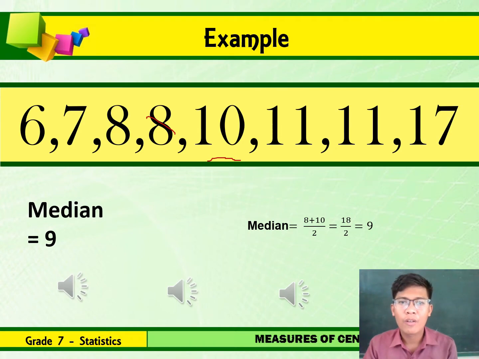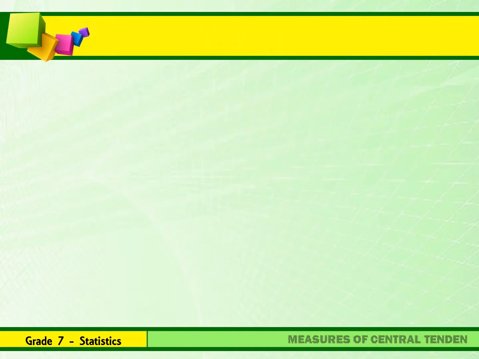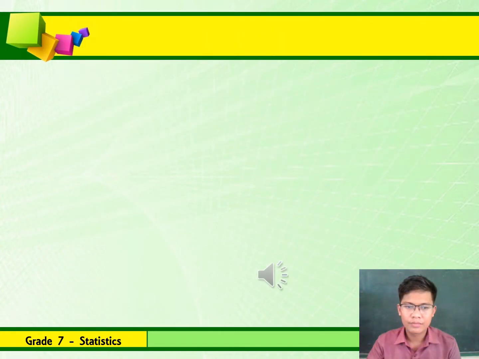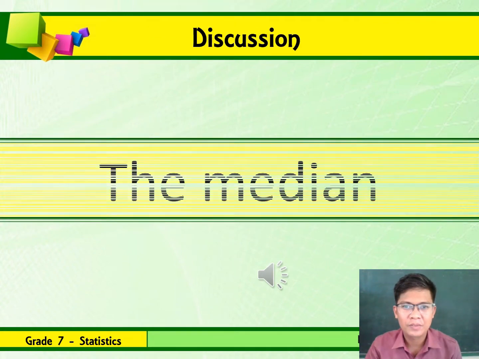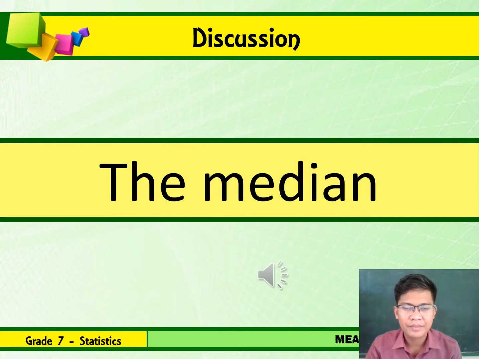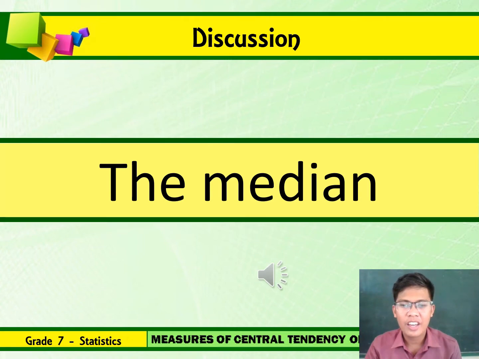The median is the middle score for a set of data that has been arranged in order from least to greatest or vice versa. Very good. Okay, so from the given exercises, class, how will you define the median? The median is the middle score for a set of data that has been arranged in order from least to greatest or vice versa. Excellent.